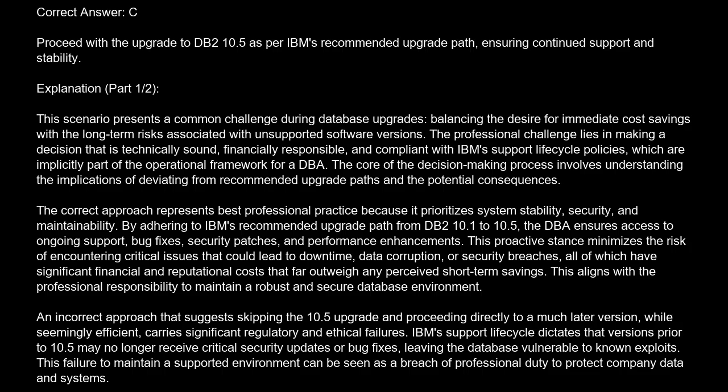The core of the decision-making process involves understanding the implications of deviating from recommended upgrade paths and the potential consequences. The correct approach represents best professional practice because it prioritizes system stability, security, and maintainability. By adhering to IBM's recommended upgrade path from DB2 1 to 10.5, the DBA ensures access to ongoing support, bug fixes, security patches, and performance enhancements. This proactive stance minimizes the risk of encountering critical issues that could lead to downtime, data corruption, or security breaches, all of which have significant financial and reputational costs that far outweigh any perceived short-term savings.